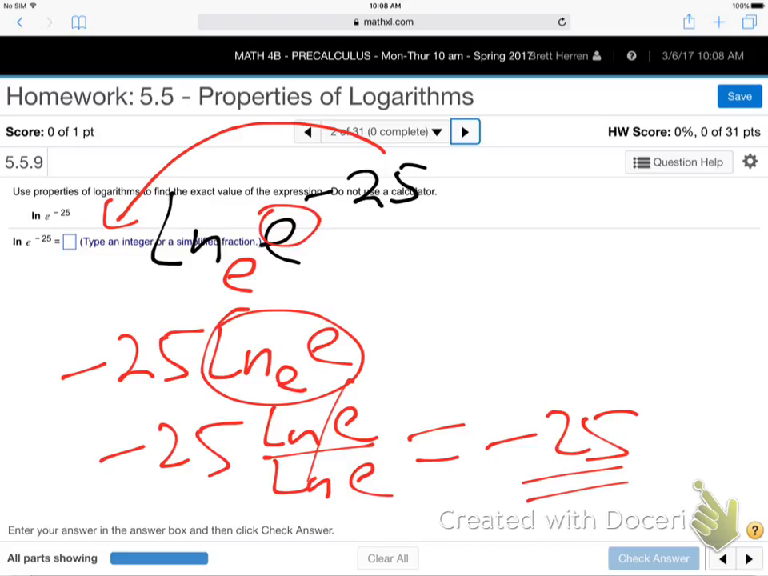Didn't even need a calculator. Make sense on that? So power comes down to the front. Put in the missing e, and high goes high, low goes low. Negative 25. So let me see. I'll try to go a little quicker then.